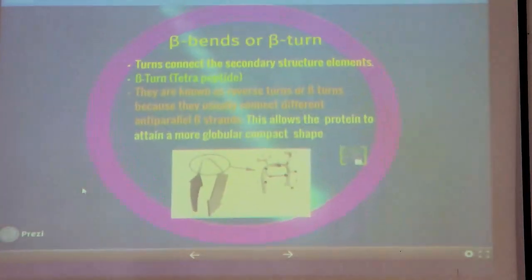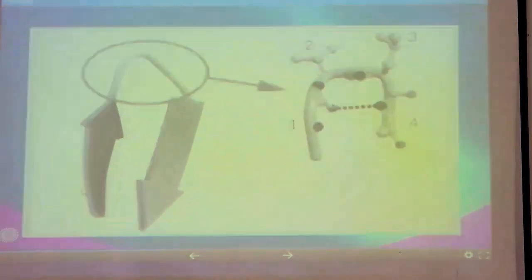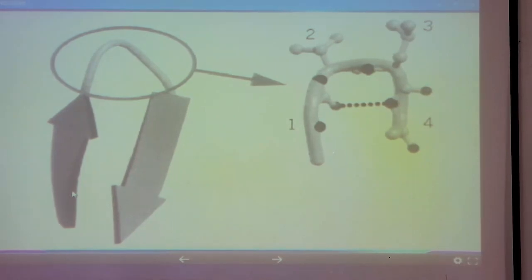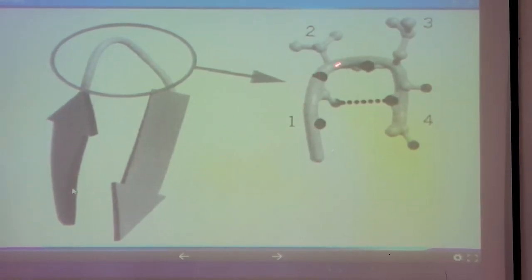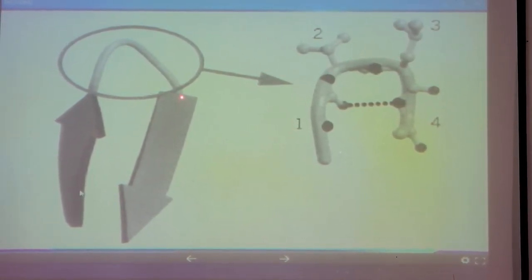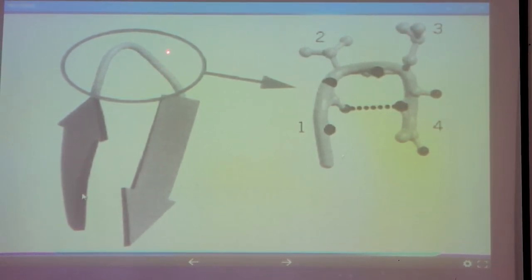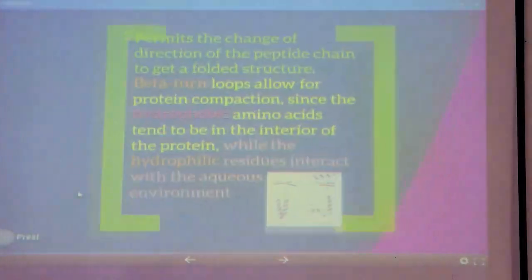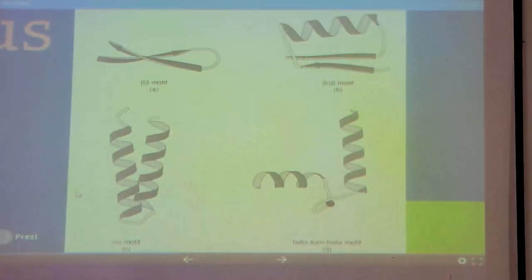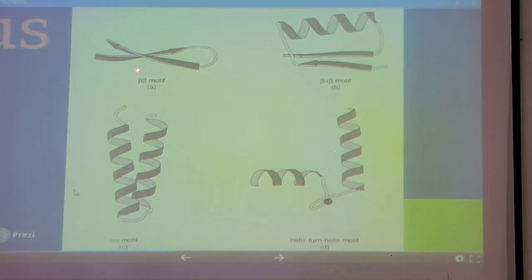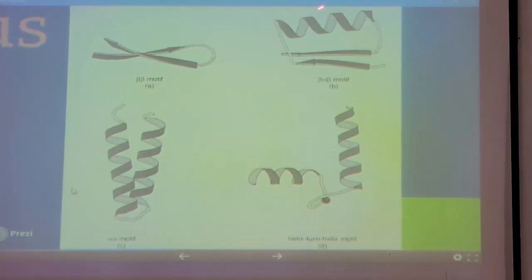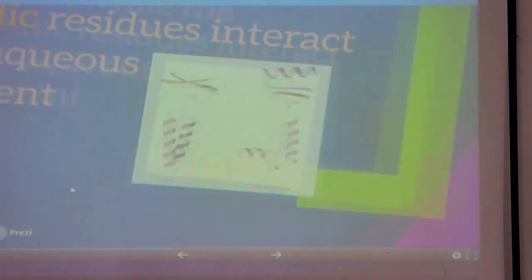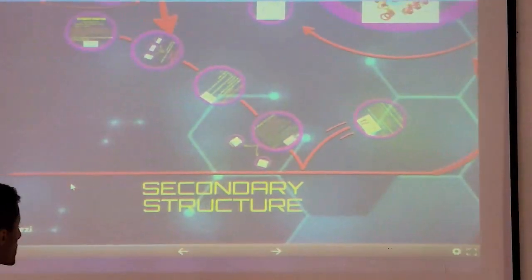The third type is the beta turns or beta bends. Beta turns are very important to form the tertiary structure. We have here 4 amino acids which allow the secondary structure to change its direction during folding. And they are of many types, between beta and beta, or between beta and alpha helix and beta sheet, or between just alpha and alpha. This is all about the secondary structure.